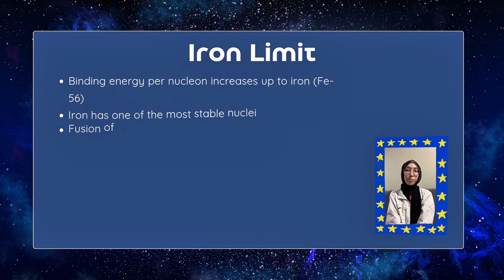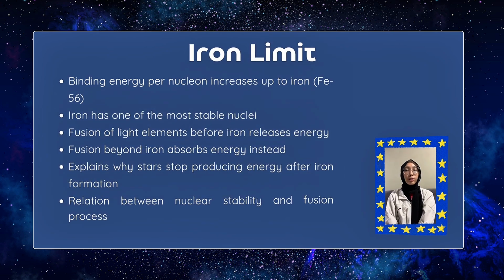The binding energy per nucleon increases as nuclei become larger, but only up to iron, which is Fe-56. Iron is one of the most stable elements because it has the highest binding energy per nucleon. This creates the iron limit in nuclear fusion. Fusion of light elements such as hydrogen and helium releases energy because the product becomes more stable. However, when elements heavier than iron are fused, energy must be absorbed instead of released.